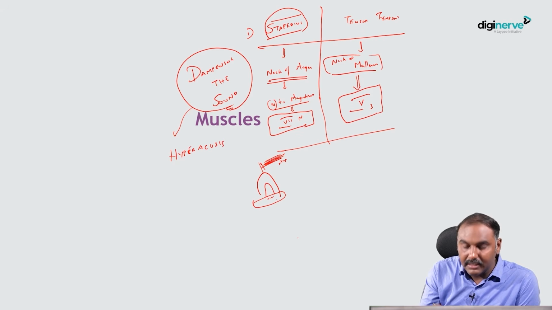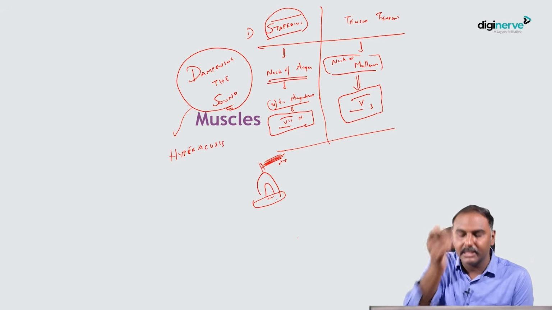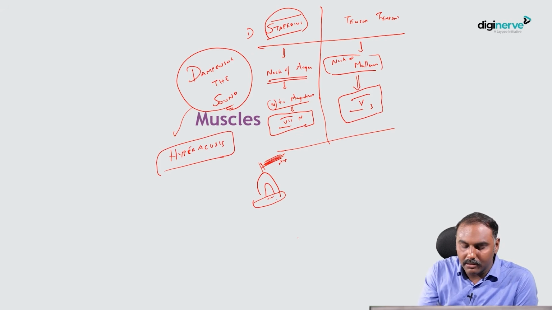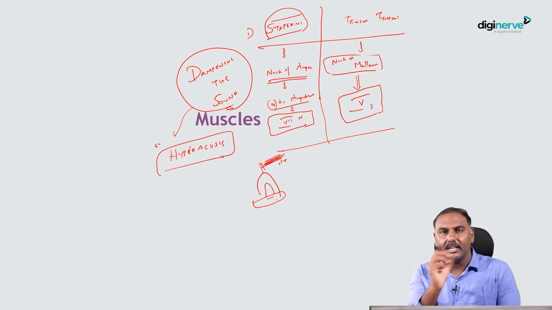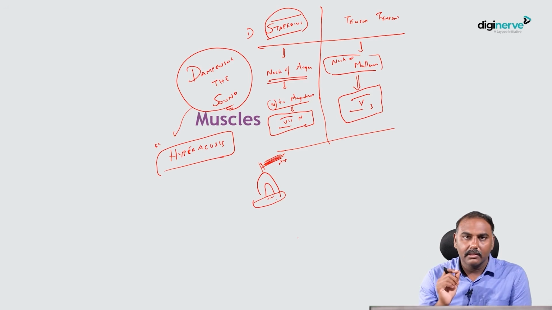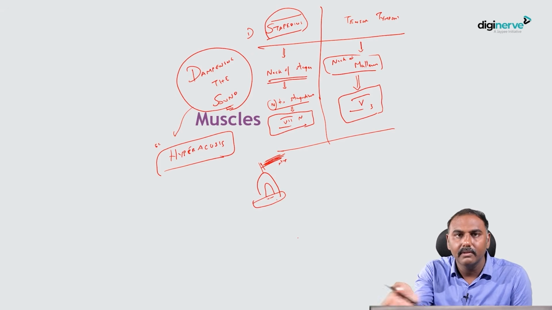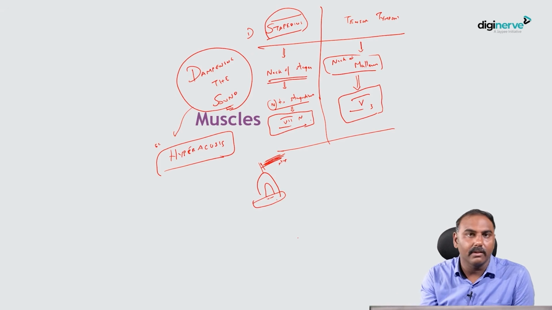Hyperacusis means increased volume of sound. A normal sound will appear like a high pitched sound. That is called hyperacusis. A very important MCQ: hyperacusis is because of which muscle involvement? It is because of the stapedius muscle involvement, right? Or they may ask you, hyperacusis is because of which nerve palsy? It is because of the 7th nerve involvement.